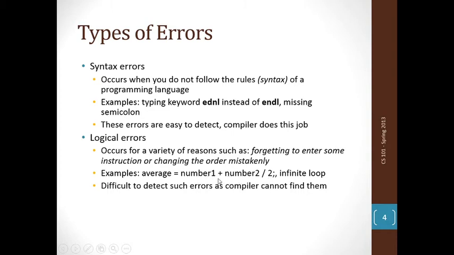Why? Because we know that the precedence of the division operator is greater than the plus operator. So it will first divide number2 by 2, then it will add the result to the number1 variable, and in this way the average will not be the correct one. Because we want that first number1 and number2 will be added, then divided by 2, then the result will be a true one. But here it is not happening.